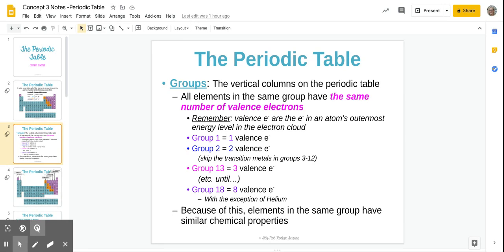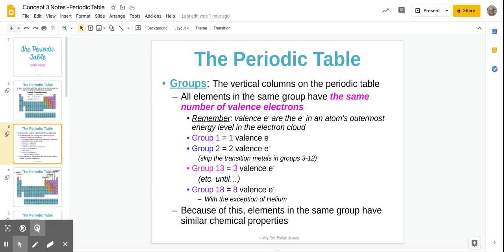So column 1, group 1, has 1 valence electron. Group 2 has 2. We skip the B group here in the middle. And then you have 3A, which starts with boron. They have 3 valence electrons. Then 4 for the next group that starts with carbon. The next group that starts with nitrogen has 5. Next, with oxygen, has 6. Then 7. And then 8.